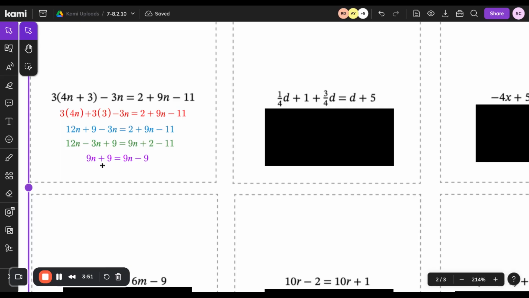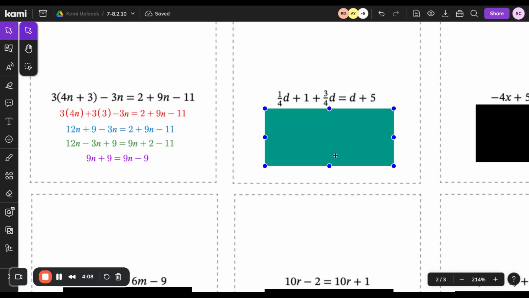So for this one, our linear terms are the same. Both of them are 9n. But for our constant term, we have a positive 9 or a plus 9, and this is a minus 9. So would this one be considered infinitely many solutions, or would this be considered no solution?